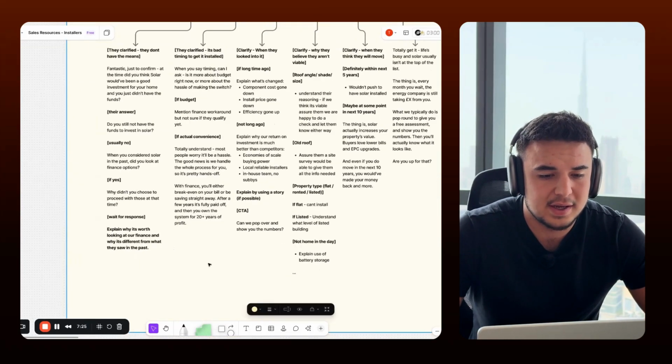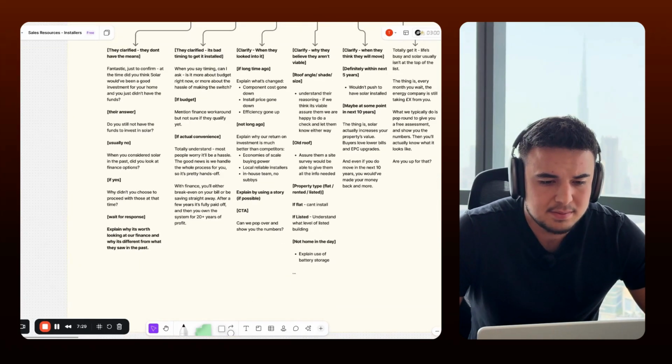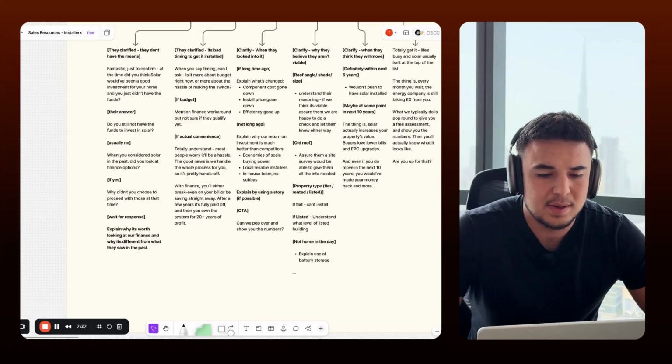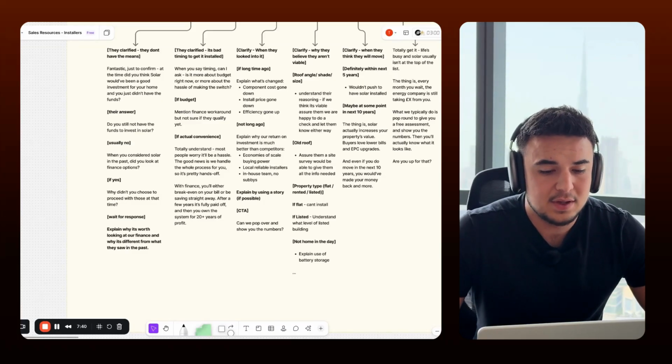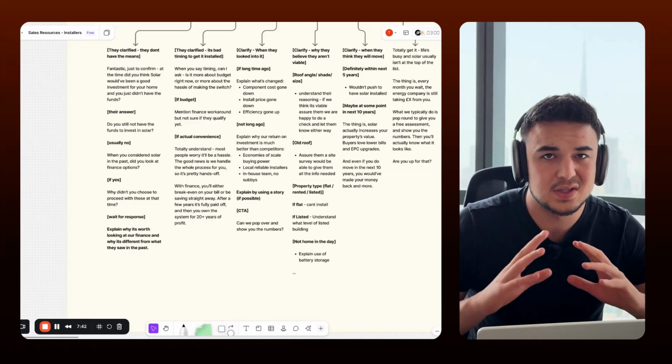If it's actually convenience and they just haven't had the time to look at it, or it's not being convenient to look at it, you can say something along the lines of, totally understand, most people worry it'll be a hassle. The good news is that we handle the whole process for you, so it's pretty hands off. With finance, you'll either break even on your bill or be saving straight away. After a few years, it's fully paid off, and then you own the system for 20 plus years of profit.